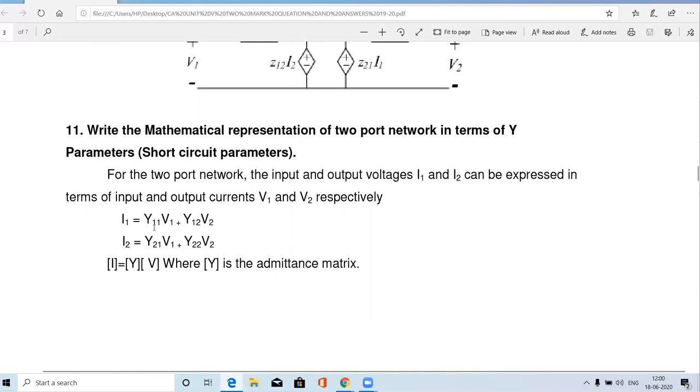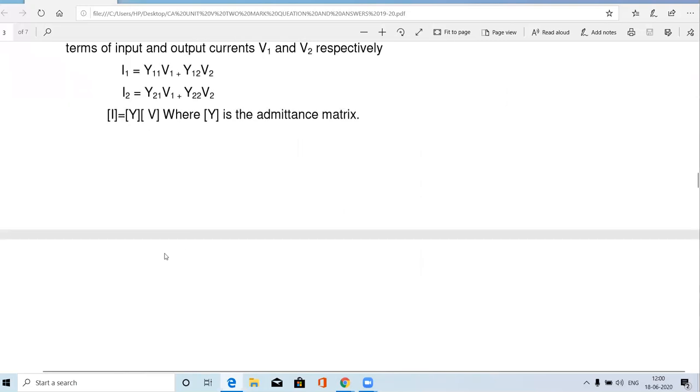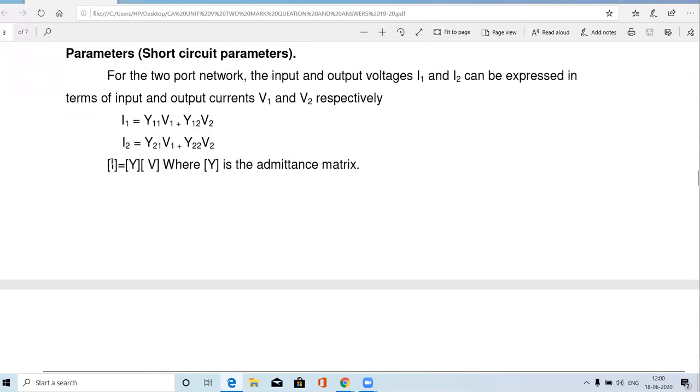I1 equals Y11 V1 plus Y12 V2, and I2 equals Y21 V1 plus Y22 V2. These two equations can be written as a matrix: the current matrix equals the admittance matrix times the voltage matrix. Here the Y matrix is called the admittance matrix, with values Y11, Y12, Y21 and Y22.